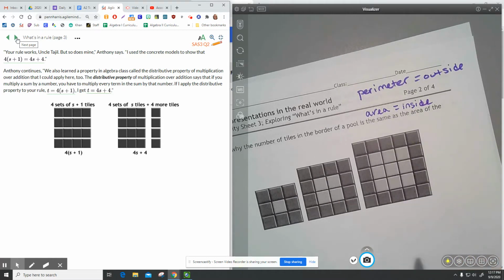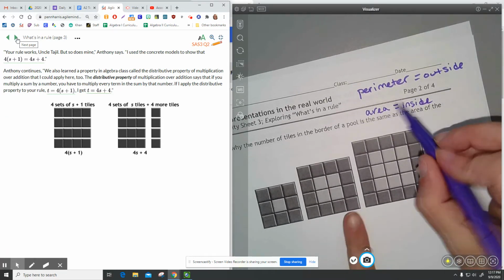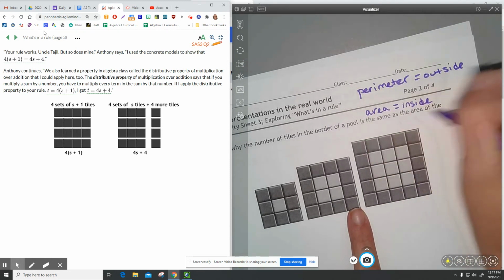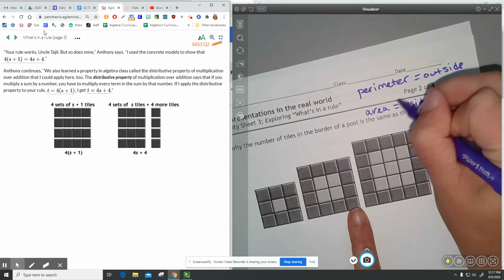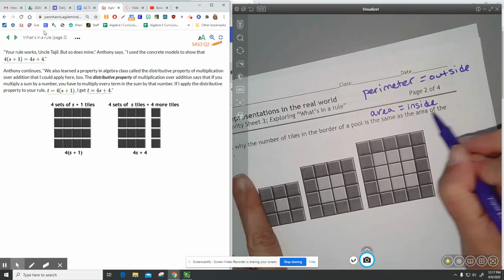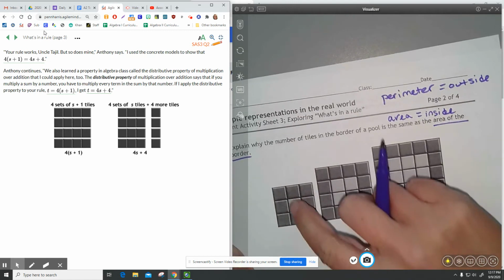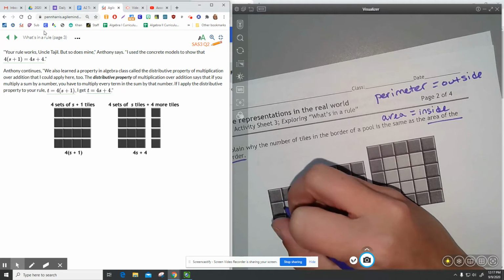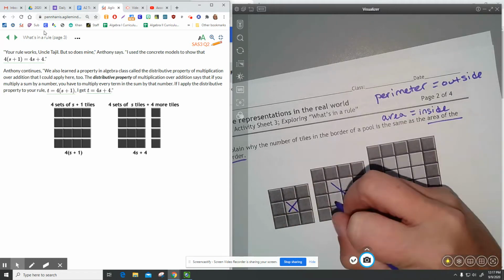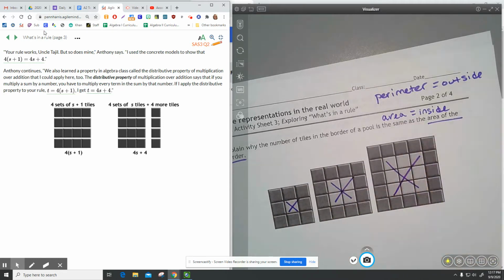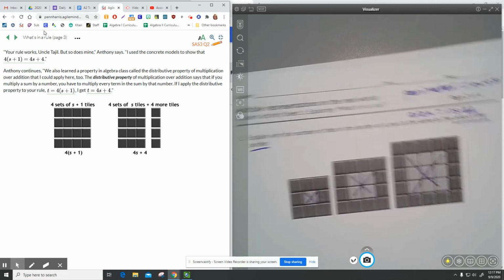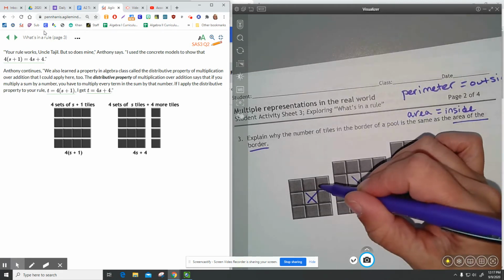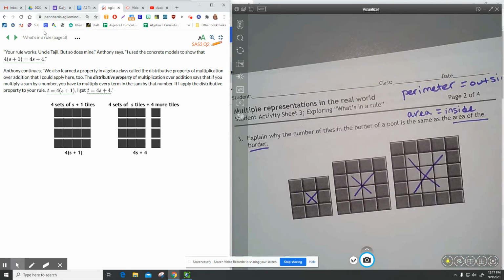Well, here's the thing though. I said area is the inside, but they're saying area of just the border. So we're not even going to worry about our inside. So if it helps, guys, you can cross those off. We don't need those. We're not looking at those. They again want to know why the number of tiles in the total border is the same as the area of just the border.